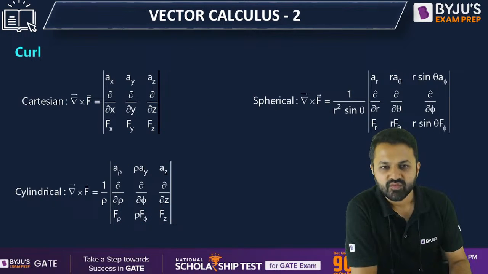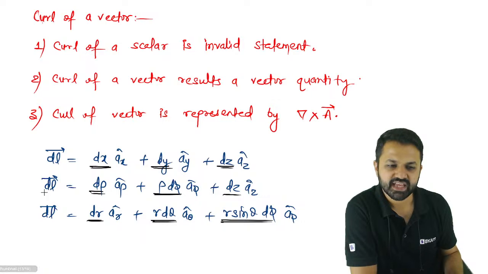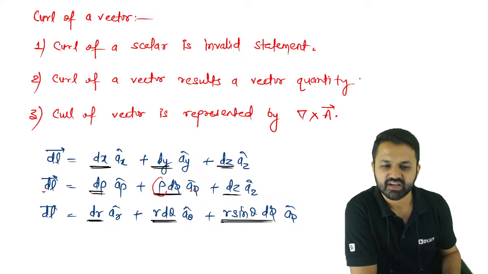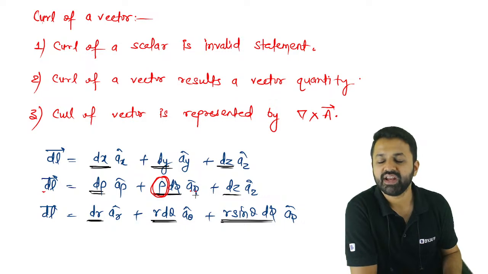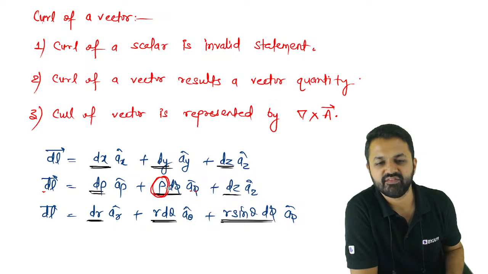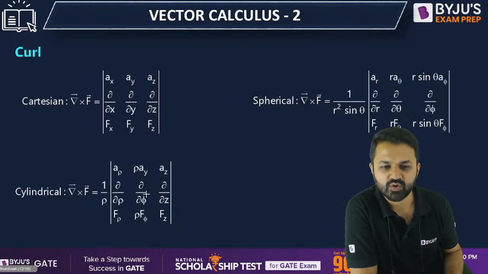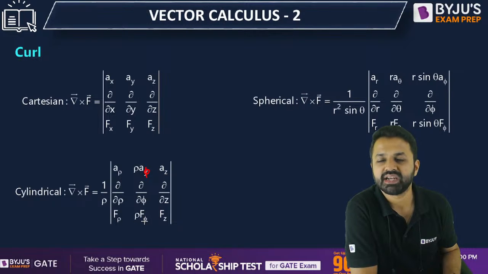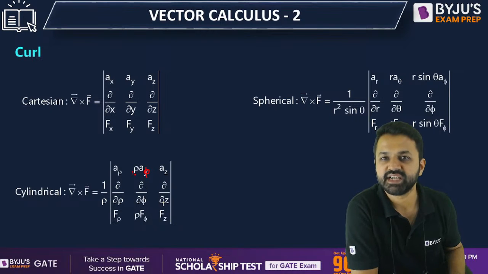Then what is the change in the differential length? In the differential length, with respect to phi, you have an extra term, which is rho. When you write the unit vector in the direction of phi, you have an extra term rho. So that rho is multiplied with this a phi, okay, and that rho is also multiplied with the coefficient of the vector, that is f phi. So that rho is multiplied in these two, which are associated with phi.